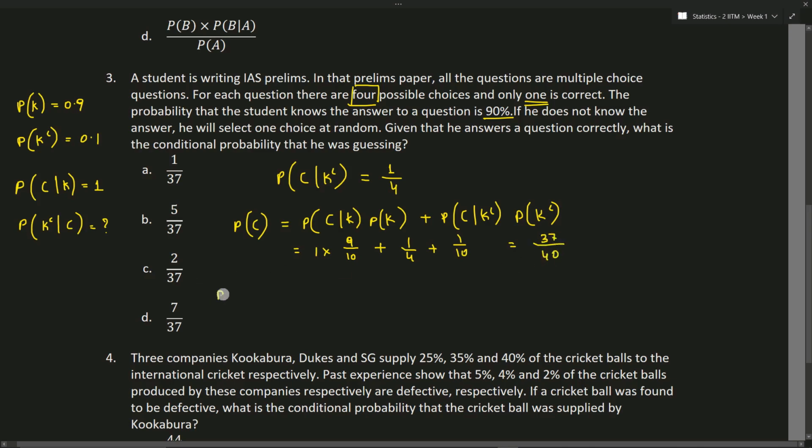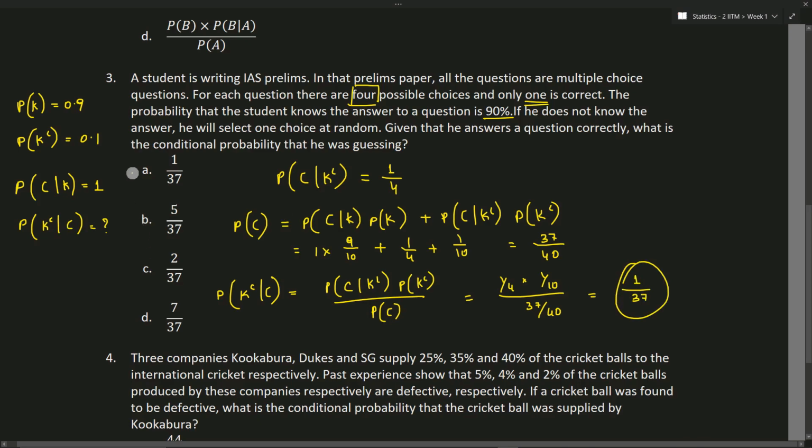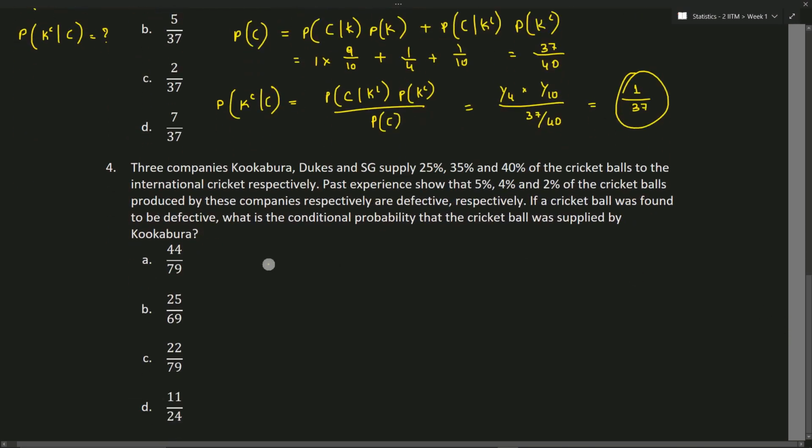So the probability of K complement given C is given by probability of C given K complement into probability of K complement divided by probability of C. So that is nothing but 1 by 4 multiplied by 1 by 10, whole divided by 37 divided by 40. So that is nothing but 1 by 37. This is the answer.